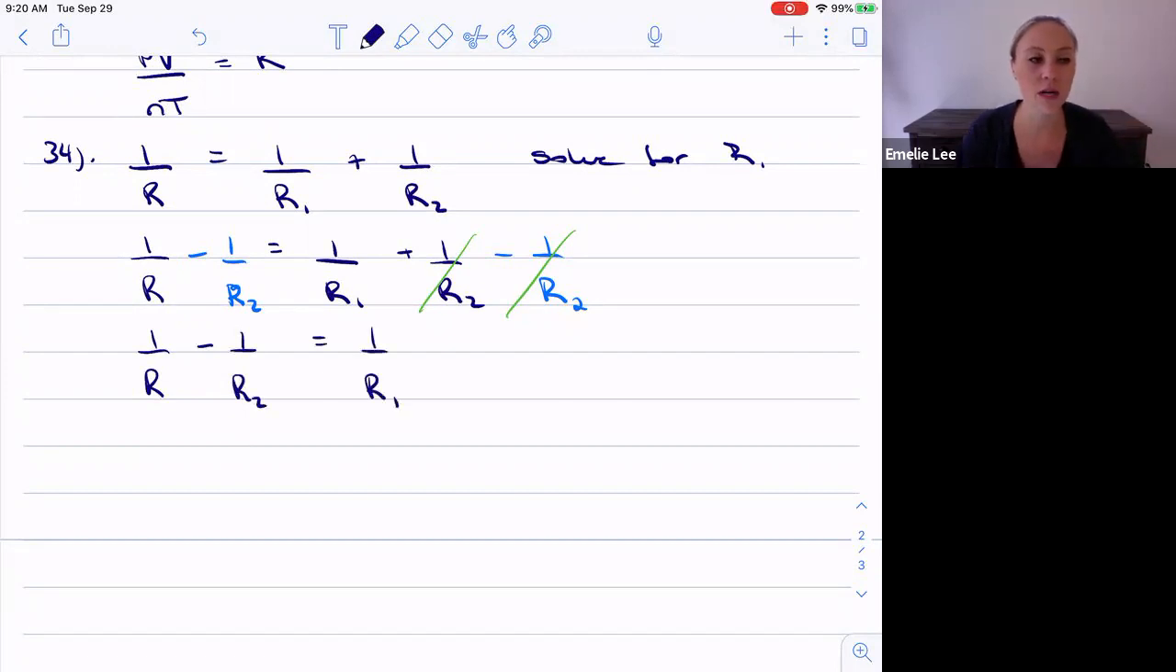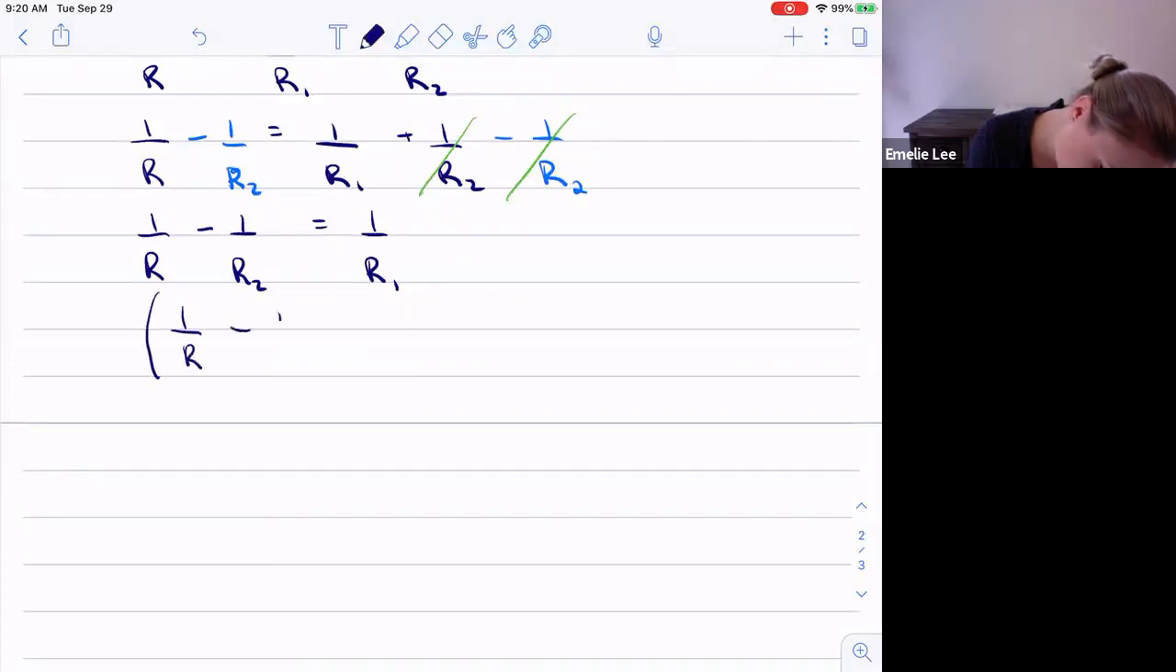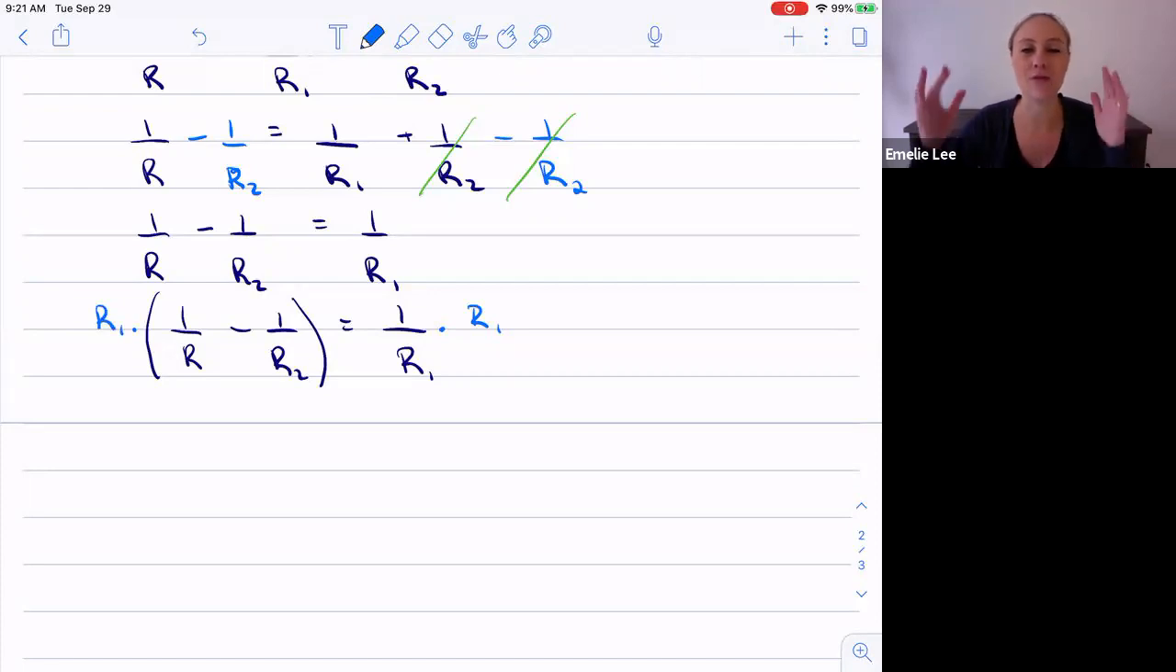We're trying to solve for R1. So in order to bring this from the denominator up to the numerator, I need to multiply it over to this side. Notice though that I'm multiplying both of these fractions by R1. So I have 1 over R minus 1 over R2 is 1 over R1, and then times R1, times R1. Often, if I've got brackets, if I'm multiplying something, I like to have it on the left-hand side, but that's just a personal preference. You could have just as easily put it over on this side. Just make sure that it's multiplying.